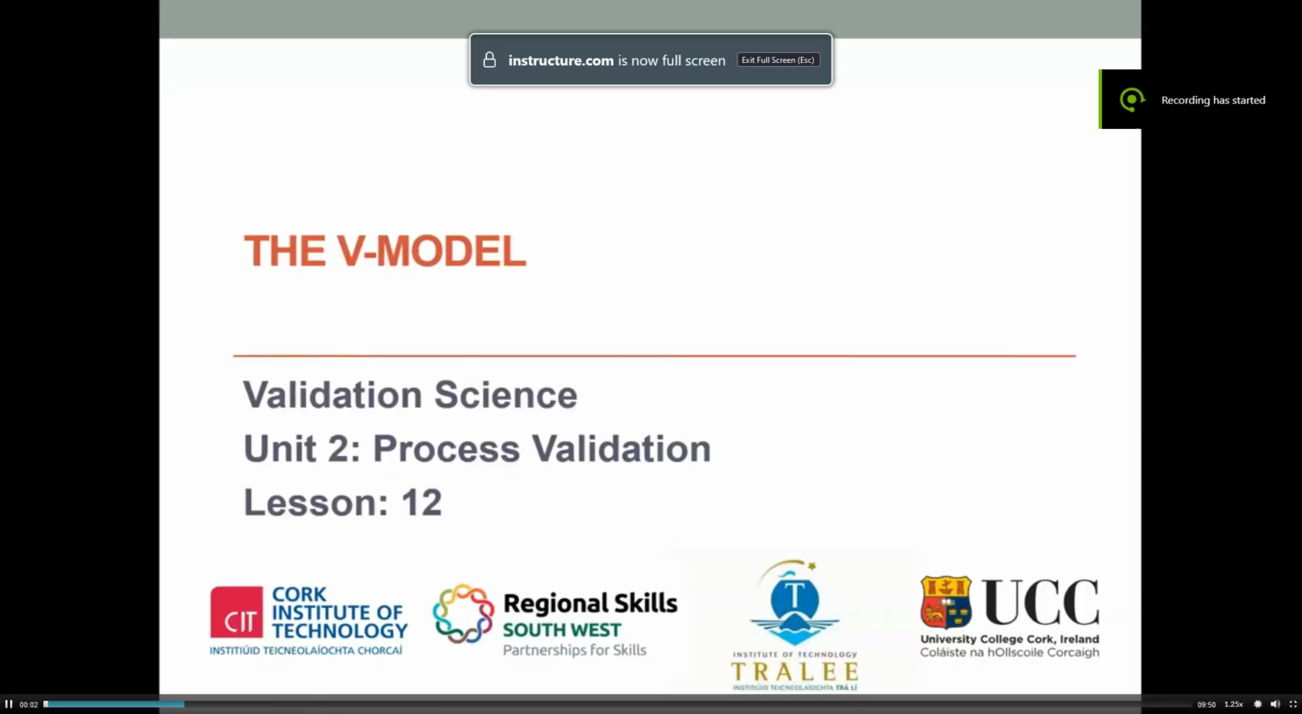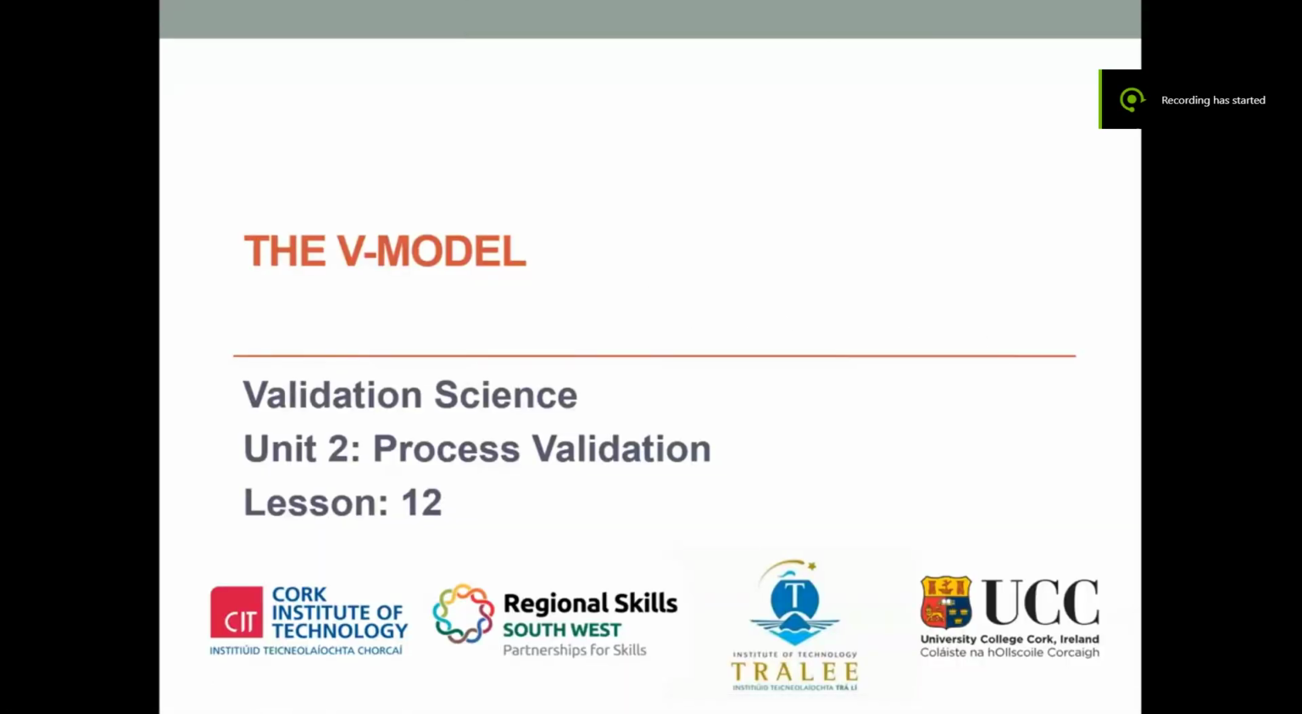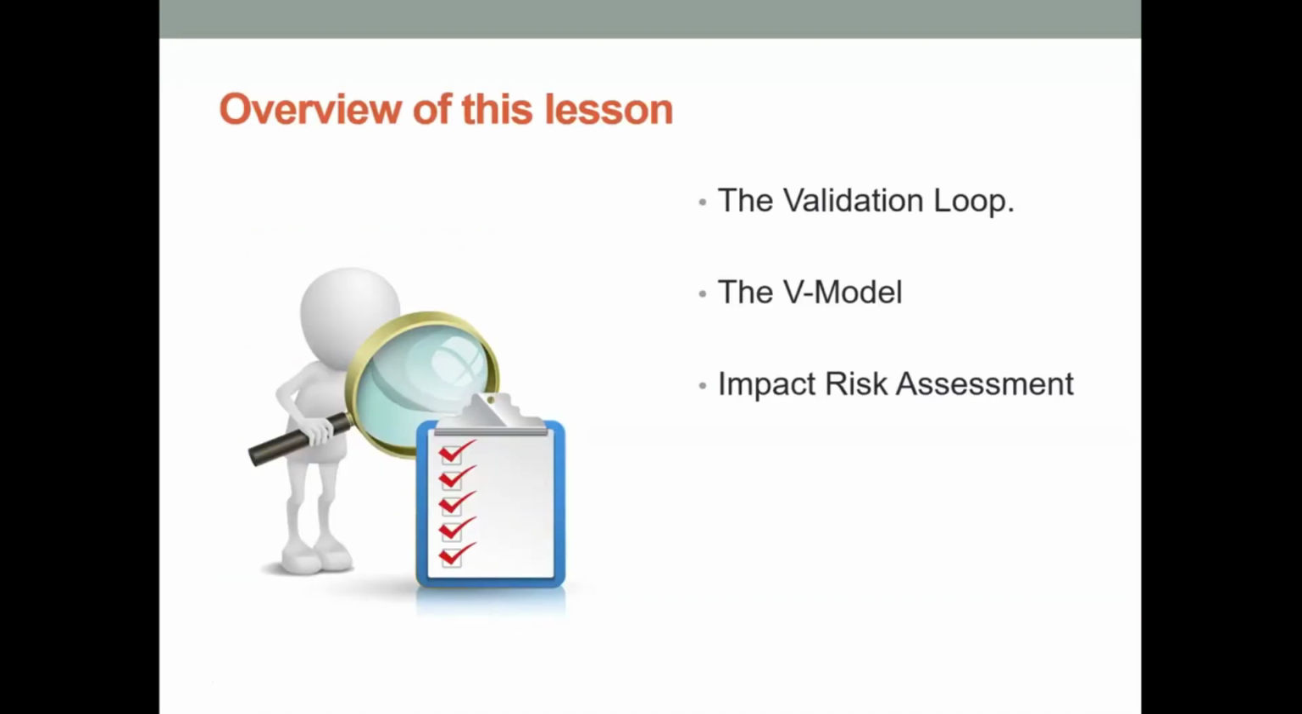Welcome to Lesson 12 of Unit 2 Process Validation, and in this lesson we're going to be talking about the V model of validation. We're going to be looking at the validation loop, the V model itself, and we're looking at impact risk assessments and how you perform.